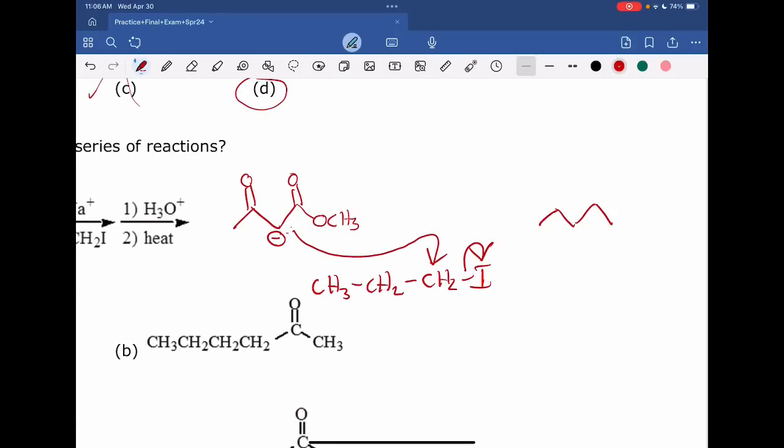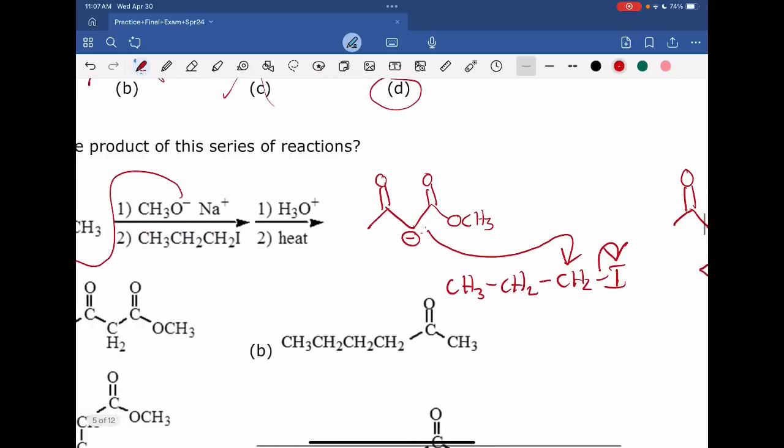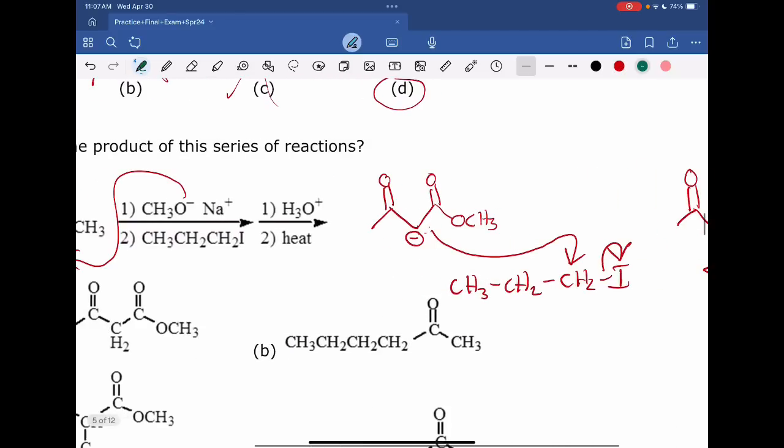1, 2, 3, 4, double bond. Let's count the carbons. You always have to count your carbons. So you had 1, 2, 3 carbons. And the OCH3 is still here. So that is the product of these 2 steps.